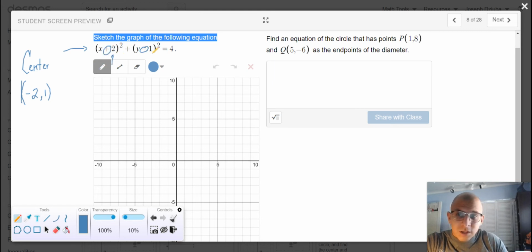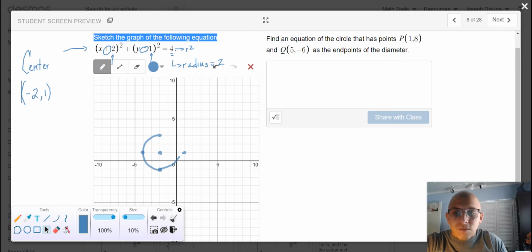So this value dictates what the center is, and then this 4 represents r squared, which means my radius is really 2. So I'm going to plot that point, negative 2, 1, here. I know that my radius is a value of 2. So I'm going to have a distance of 2 from the center in every direction, and I hope that I can make a nice circle.